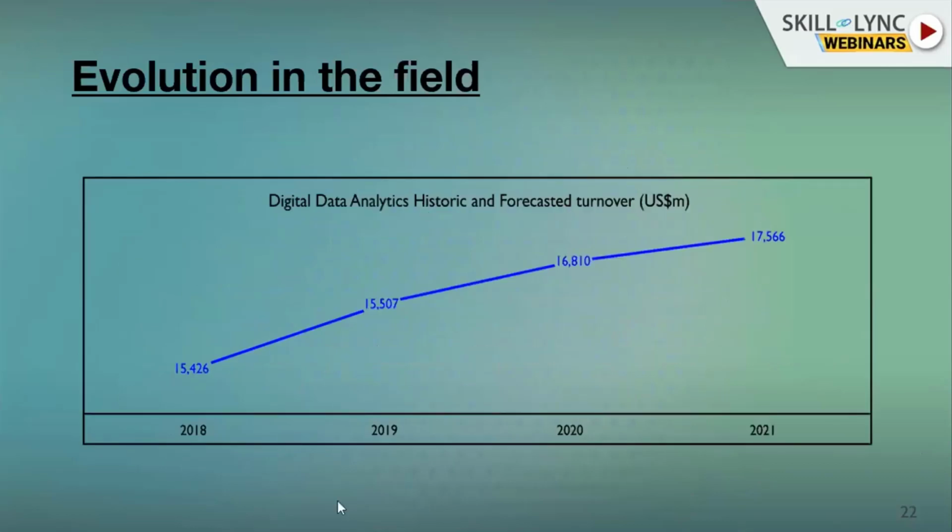So you can see, from the historical turnover, how it's booming. In 2018, the digital data analytics historical and forecast turnover is shown in dollars. In 2018, it's only 15,426, and in 2021, it has already jumped up to 17,566. So you can see how it's trending, it's going up and above. And as I told you, within 2024, it's almost acquiring 75% of all of these.